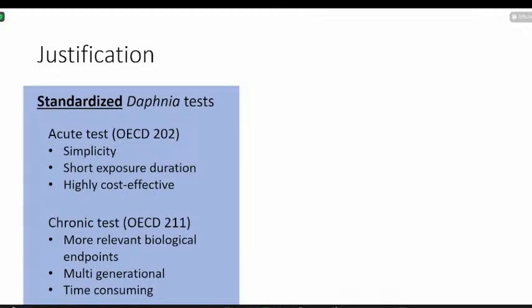So the justification is that at the moment we have 2 types of standardized tests, as was already mentioned today. For Daphnia we have the acute test, which is very simple, very short, and highly cost effective. And we also have the standardized chronic test, which is more relevant for subchronic or chronic biological endpoints. It's multi-generational because Daphnias reproduce very rapidly. But one disadvantage is that it's very time consuming.